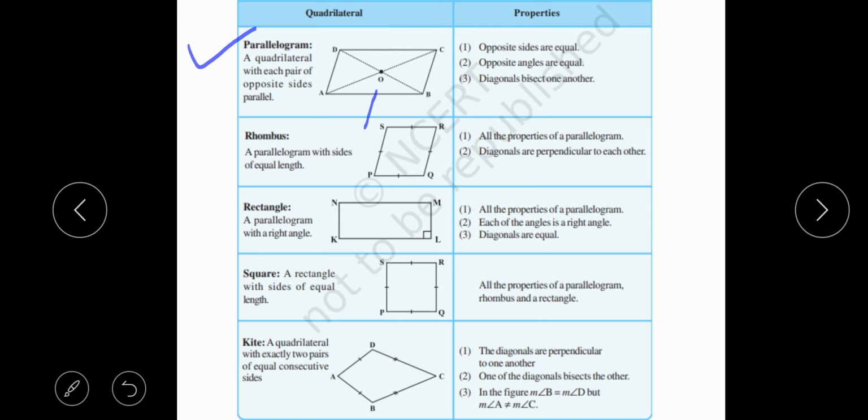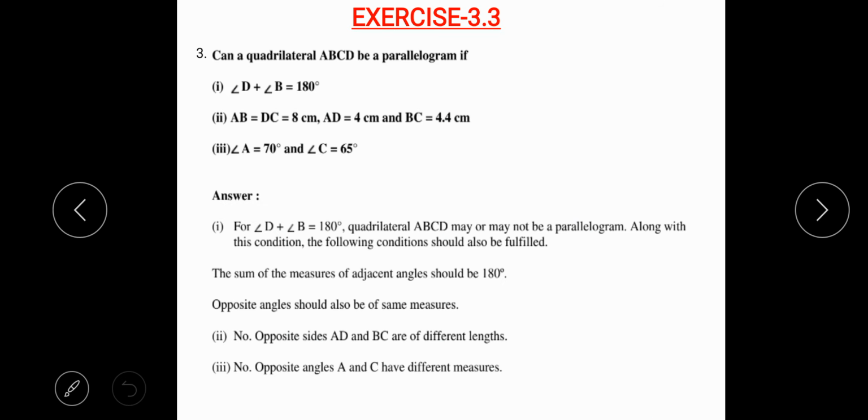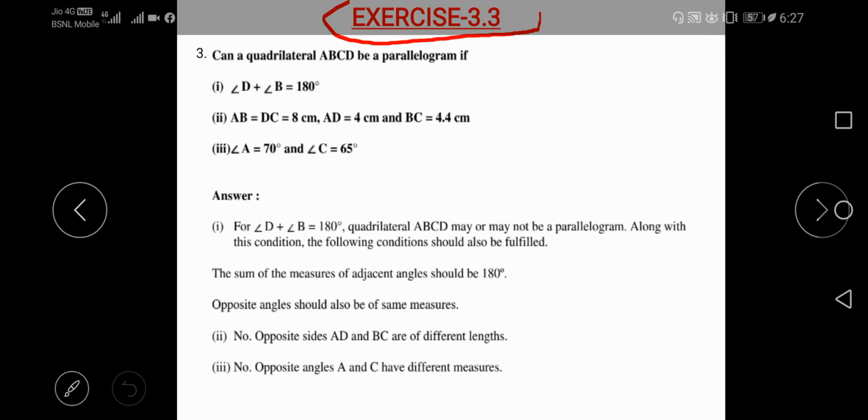So these are the basic properties that you should know about the various quadrilaterals: parallelogram, rhombus, rectangle, square, and kite. Now let's start with exercise 3.3. We are trying to solve exercise 3.3 here.